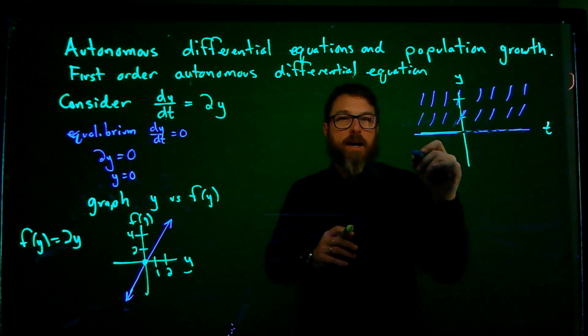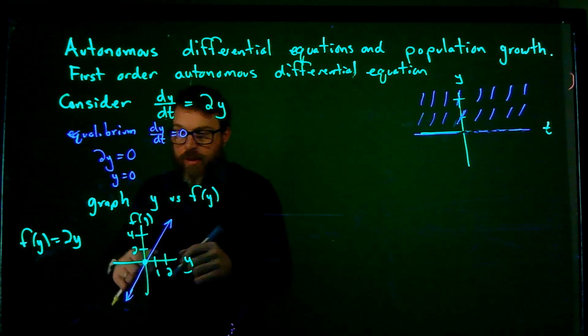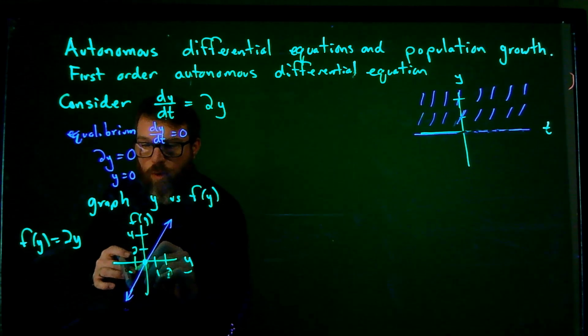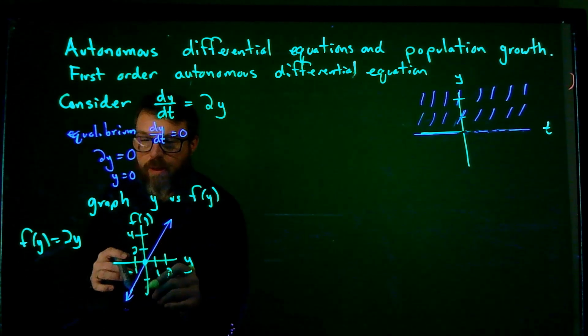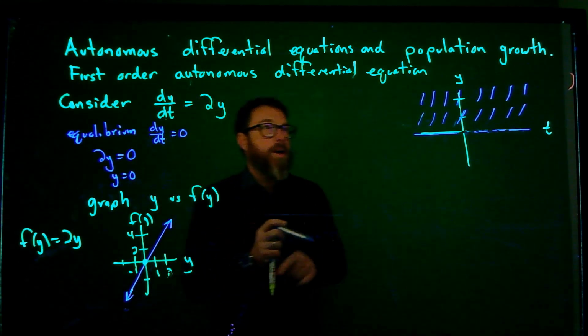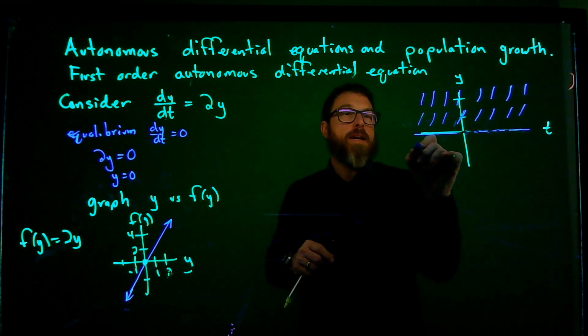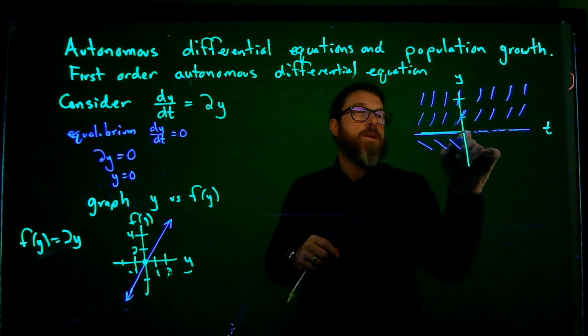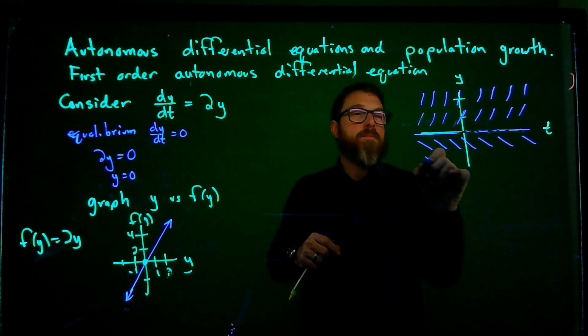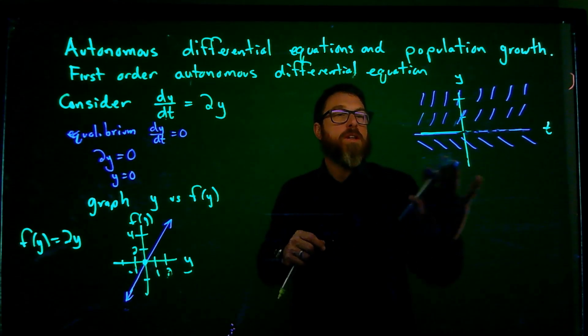We can see that when I go in the negative, if I say negative 1, we get negative 2 back. And if we go negative 2, we get negative 4 back. So I can see that these are going to be negative down here. So we're going to have negative slopes down here, and they should be a little steeper as I go farther away.